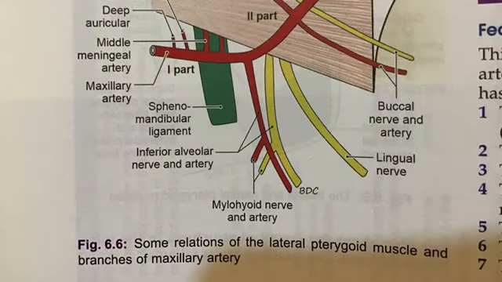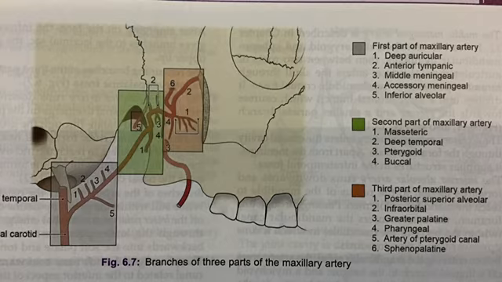This is to understand the branches of the maxillary artery. You see the first part, second part and third part. From the first part, the branches are deep auricular, anterior tympanic, middle meningeal artery, accessory meningeal and inferior alveolar. The second part is shown in green color. It supplies the masseter muscle, deep temporal, pterygoid and buccal. The third part is shown in red color: superior alveolar artery, infraorbital, greater palatine, pharyngeal, artery of the pterygoid canal and sphenopalatine.